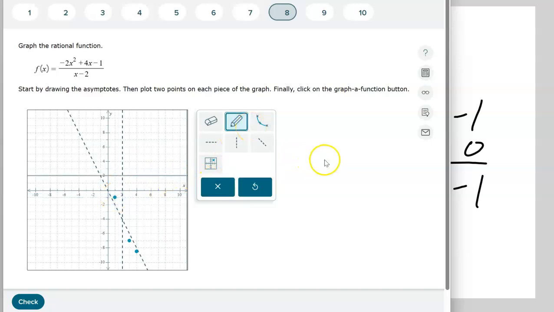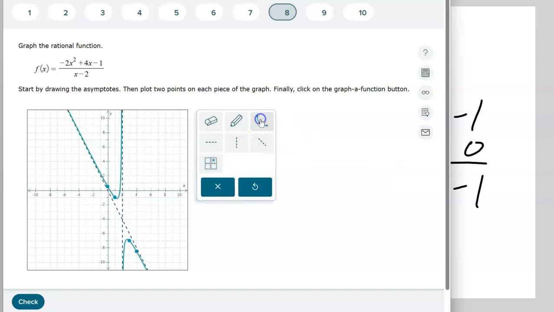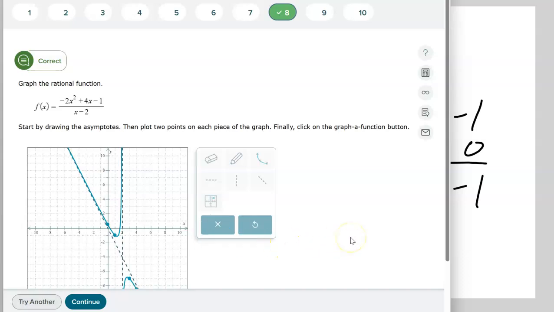And then the next part, I'm going to put a 0 in. If I put a 0 in, I'm going to get negative 1 on top and a negative 2 on the bottom. So that's going to give me a positive 1/2. So if I put a 0 in, I get a positive 1/2. Plot that point. From that point, I should be able to put the lines in here for my graph and then check it. And that one is correct. So that's how you can graph a rational function.